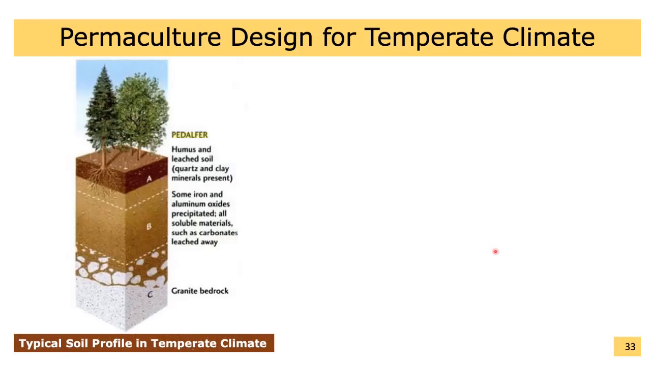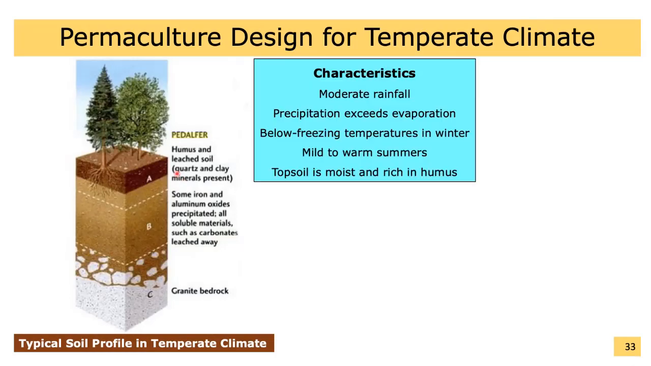Permaculture designed for temperate climate. This is a typical soil profile in temperate climate. Characteristics of temperate climate: there is moderate rainfall and precipitation always exceeds evaporation. Temperature is below freezing in winters and summers are mild to warm in temperate climate. Topsoil is moist and rich in humus.